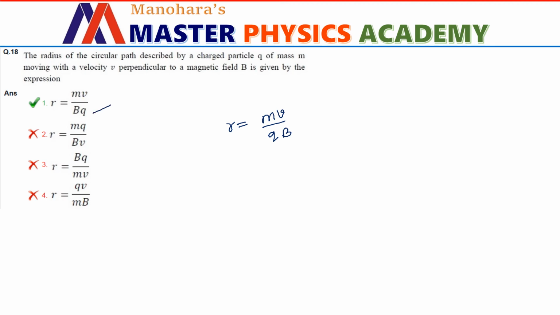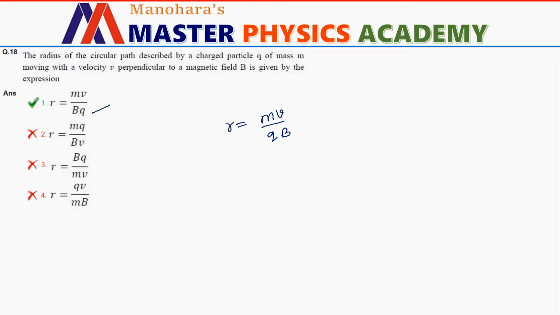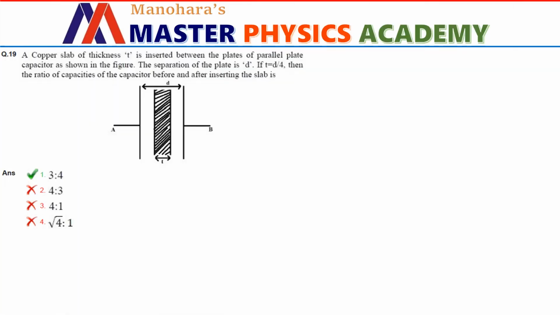Now let us move on to question number 19. A copper slab of thickness t is inserted between the plates of a parallel plate capacitor as shown in the figure. The separation of the plate is d. If t is equal to d by 4, then the ratio of capacities of capacitor before and after inserting the slab is. Before the insertion, the capacitance of this capacitor will be equal to epsilon naught A divided by d. That is the expression we all know.